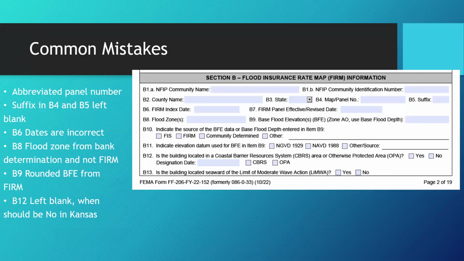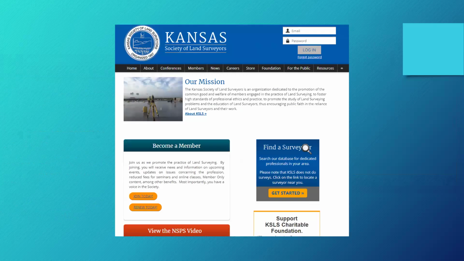So again, common mistakes in this particular section: abbreviated panel number, dates that are incorrect, because again, they might be different. Flood zone blank or anything left blank really, a rounded base flood elevation, we don't want that. Or B12 and 13 left blank when they need to be hit no in Kansas.